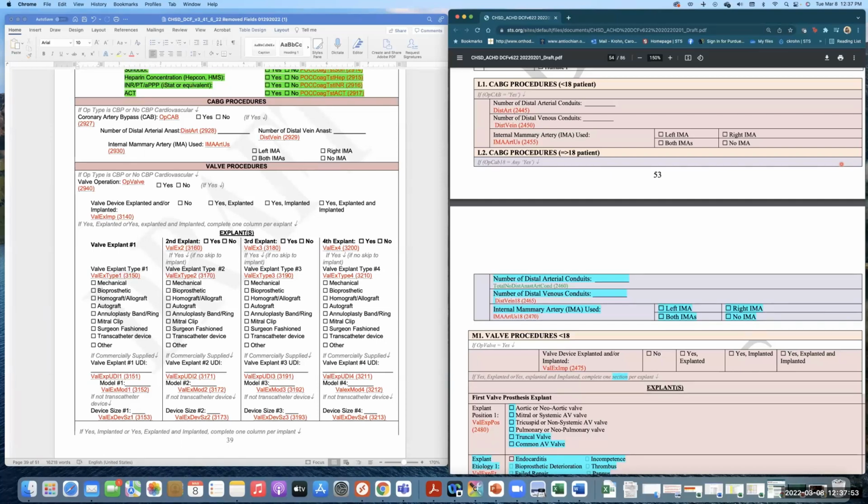Yes. Angie had a suggestion or a statement about removing planned delayed sternal closure because it's confusing and doesn't seem to add anything.